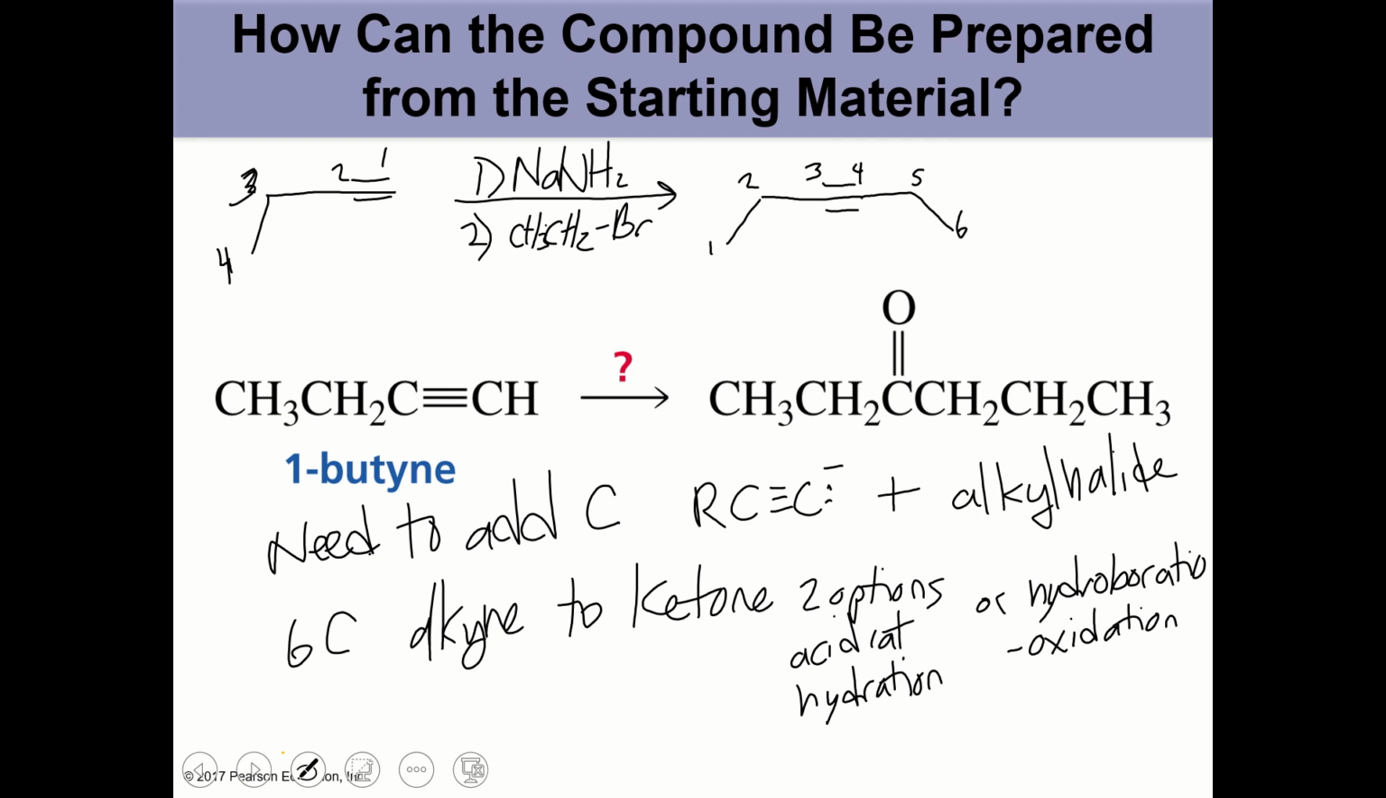From the 6-carbon alkyne, I can make the alkyne into the ketone by either acid-catalyzed hydration or hydroboration oxidation. So I need to write out the reagents for those reactions. So I put H2SO4 and H2O, and that should give me the desired 6-carbon ketone product.